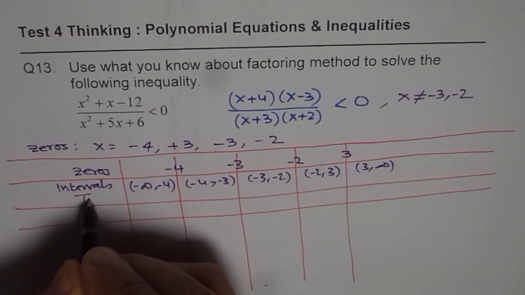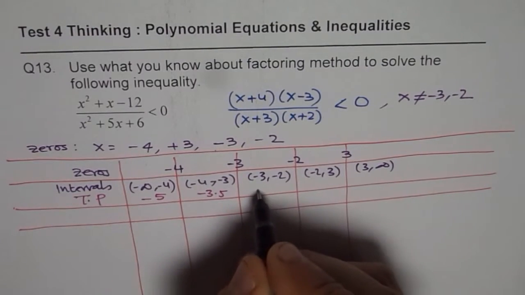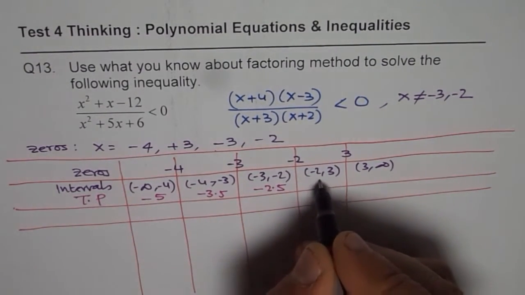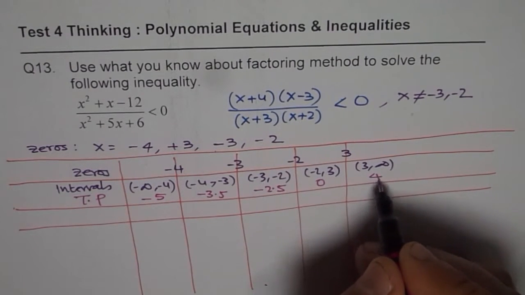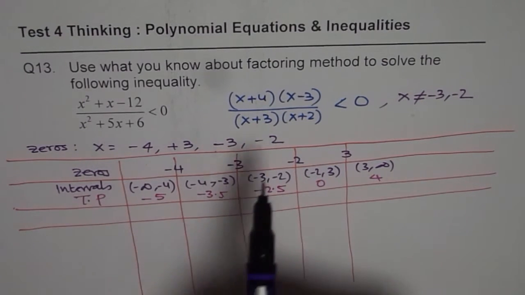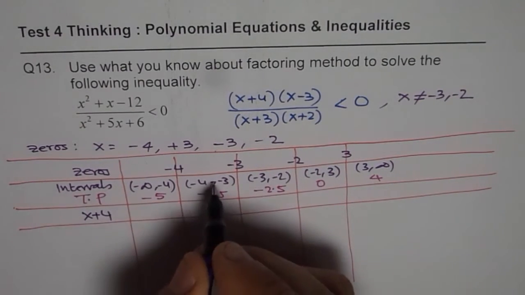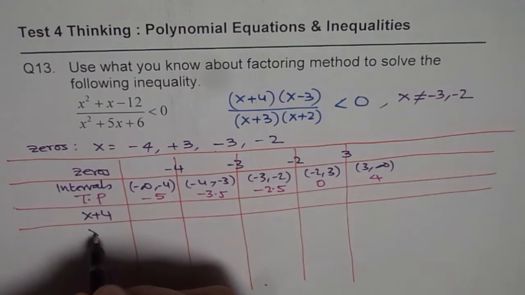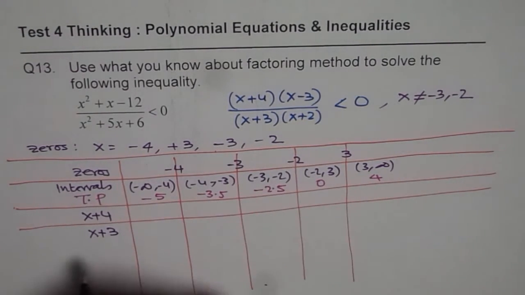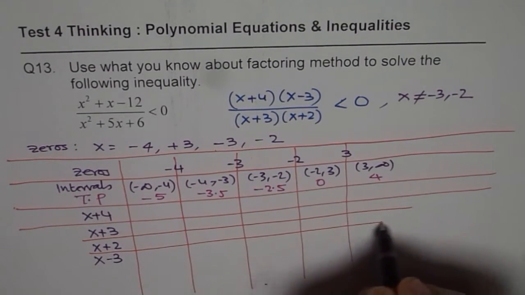So I'm squeezing the test points within the intervals. We have minus 5 here, minus 3.5 here, minus 2.5, and here we can take 0 as the point, and then we can take 4 here. Now these are our test points, and let's write down all our factors in order: x plus 4, then x plus 3, then x plus 2, and then x minus 3, right? Let me draw some lines to help you.